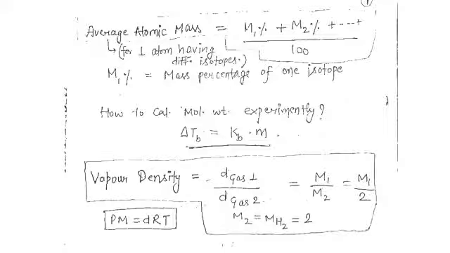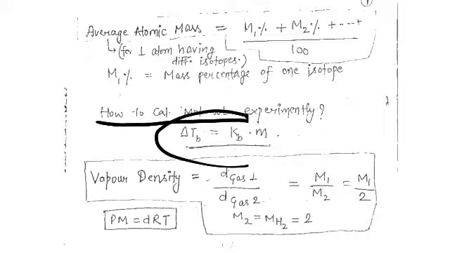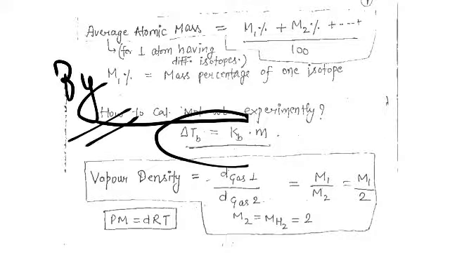Now, one more question for your general knowledge. If you are going to sit for an interview, then there might be a question like this: how will you calculate the molecular weight experimentally? A very simple answer: I think you have already studied in your 11th and 12th the colligative properties. You can calculate the molecular weight experimentally using them.